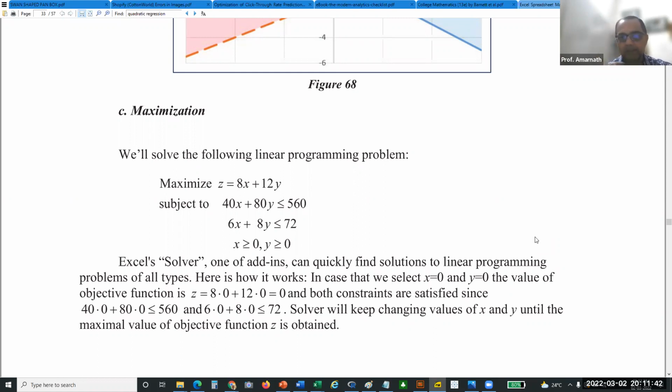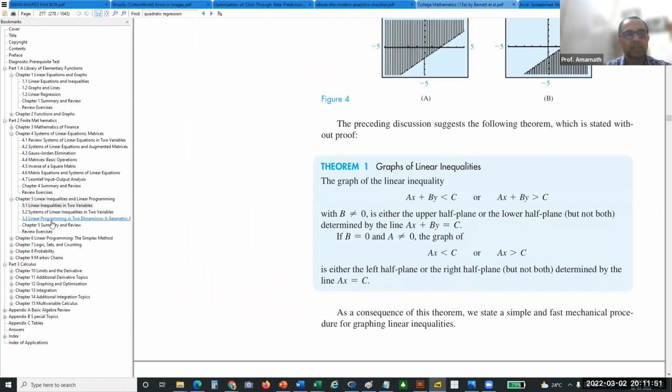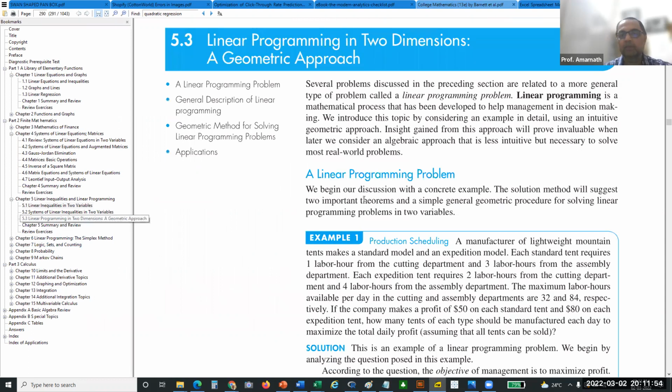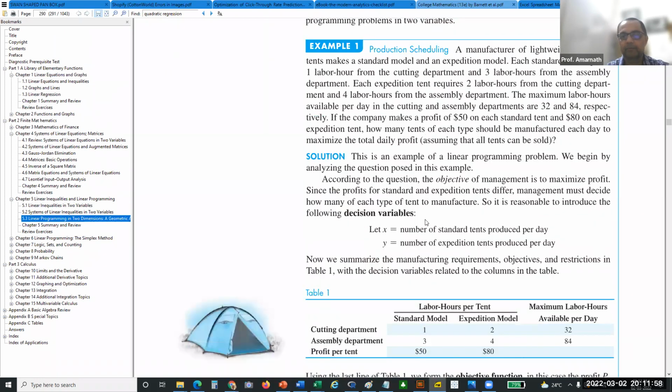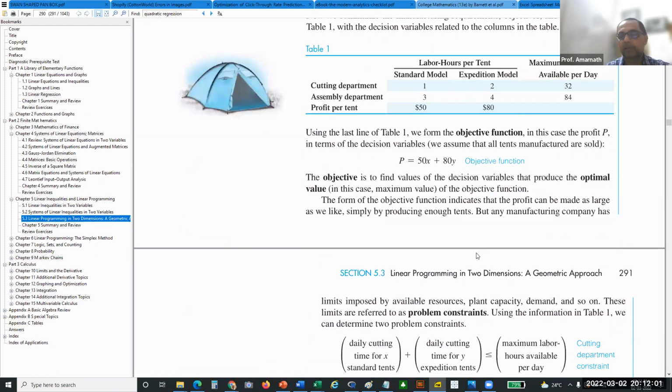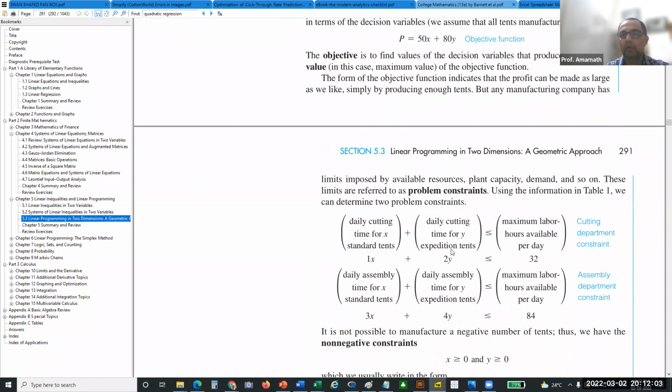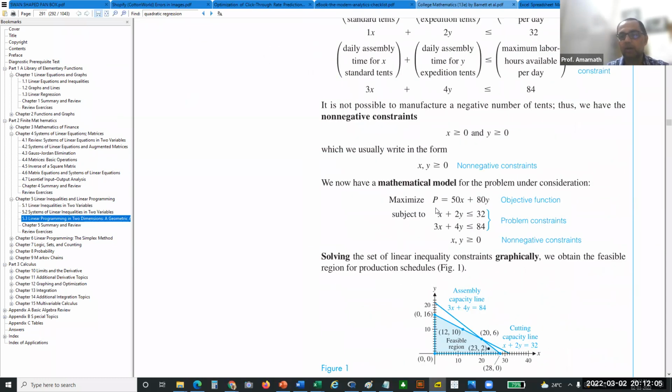Subject to what? You have to solve so many systems of equations here. Let me just give a brief example. Examples are good. For example, you have something with regard to production scheduling. How exactly do we put those equations, how is it transferred to a model? First is the objective function, second are the problem constraints, third is the non-negativity constraint. So everything should be non-negative.